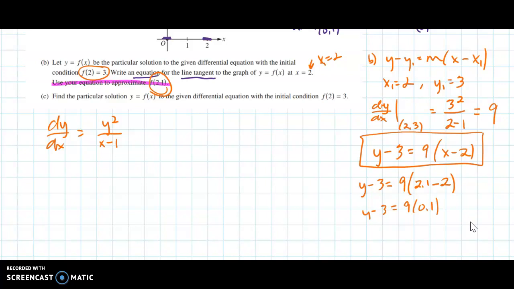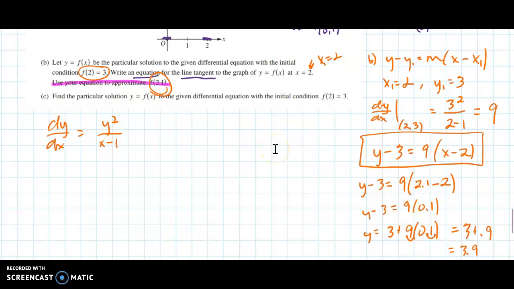And honestly, you can leave it as 9 times 0.1. We can add the 3 to both sides. y equals 3 plus 9 times 0.1. And that would be a legitimate answer in terms of AP form. But this is really easy to multiply. I can take this decimal, move it once, and this decimal, move it once, and get 3 plus 0.9, which gives me 3.9. So that is part B.